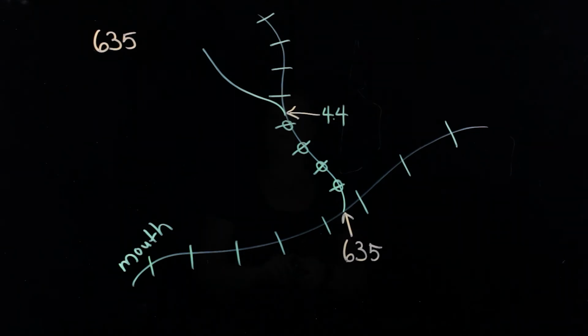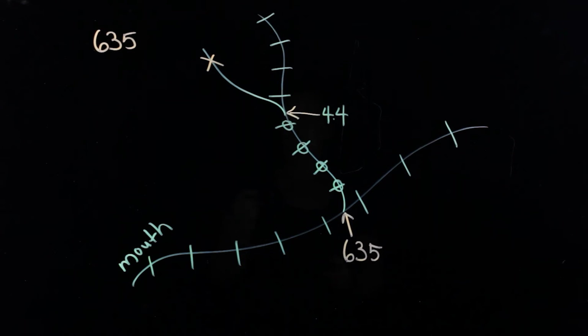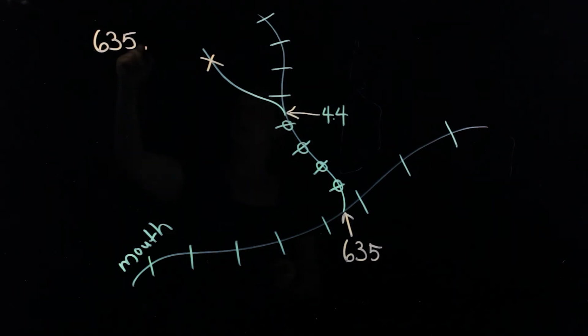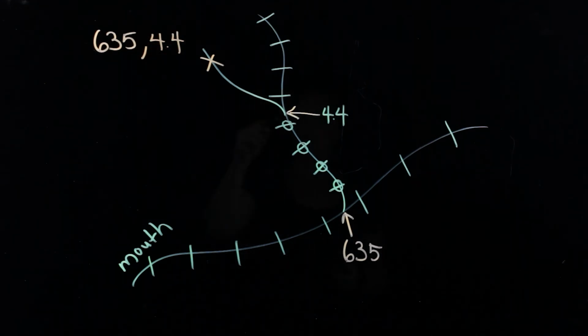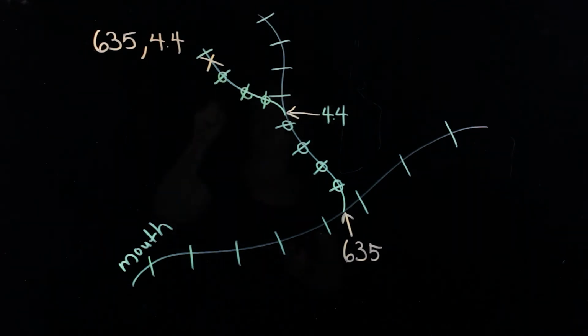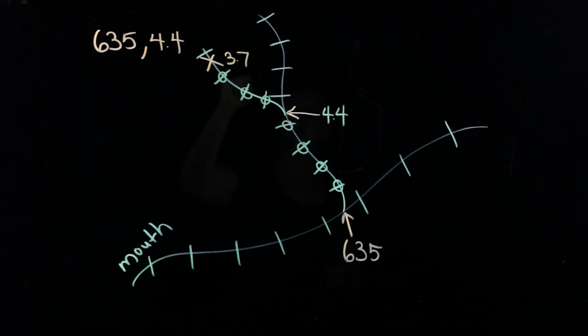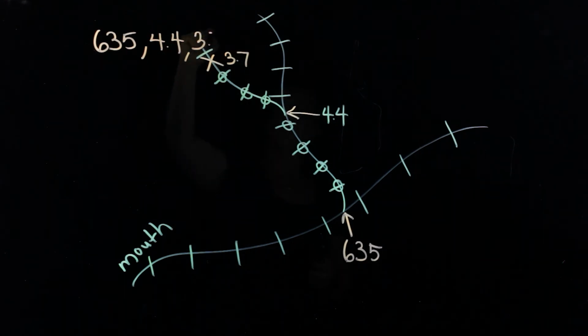So if our sample location is then at this X, we would then need to count how many miles up this tributary that's at 4.4 our sample location is. So again, we count mile by mile on the specially made maps. So we have 1, 2, 3, 3.7. So 3.7 miles up that tributary. So we would add to this, 3.7.